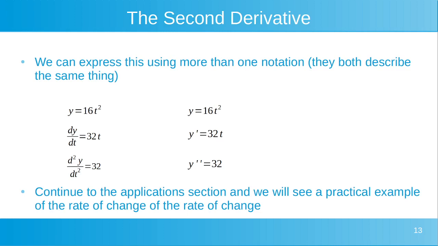So we start off with y = 16t^2. Our derivative y prime is equal to 32t, calculated in the same way, but this is just another way that we can write it. Our second derivative is referred to as y double prime in this notation, and it's equal to 32, and it's calculated the same way. So when we continue to the application section of the Calculus Guide video series, we're going to see a practical example of finding the rate of change of a rate of change, finding a second derivative.